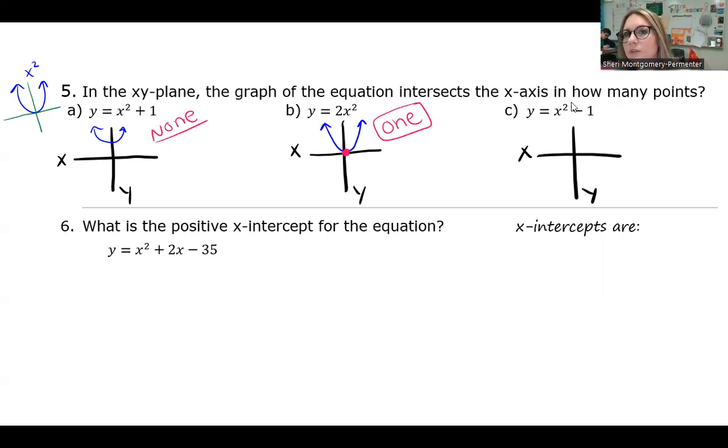The next graph, what does -1 tell me to do? Go down. I mean, where you put it doesn't matter. It just goes down. So for this one, how many times do I cross or touch the x-axis? 2. So you don't have to have a graphing calculator to know exactly where this is. The question is, how many times does it intersect the x-axis? That's all you have to know. Did it move up? Did it move down? That's it.